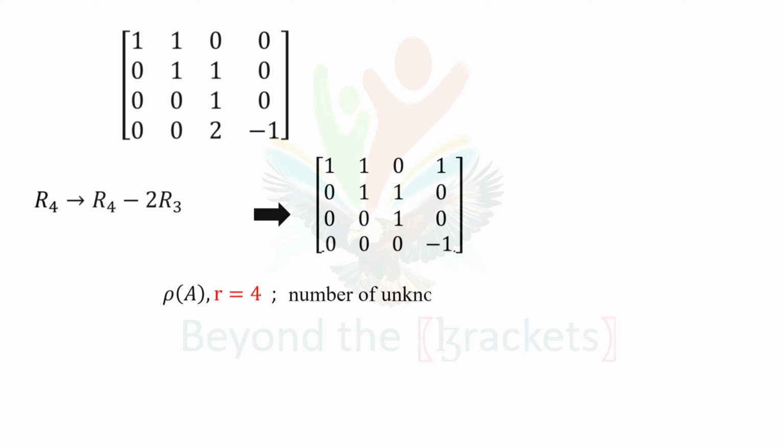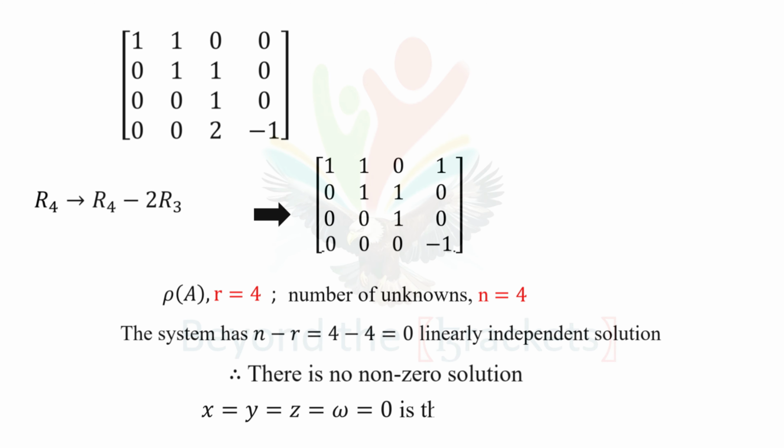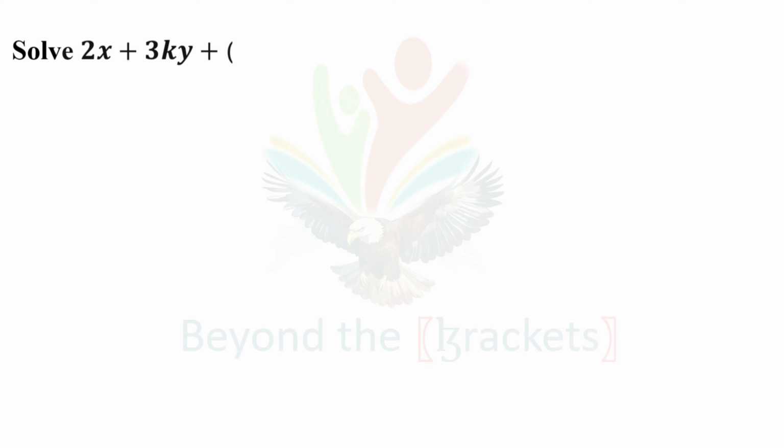We also know that there are 4 unknowns x, y, z and omega. So the system has n minus r, that is 4 minus 4, which is equal to 0 linearly independent solutions. That means there is no non-zero solution. So the only possible solution is x is equal to y is equal to z is equal to omega is equal to 0.